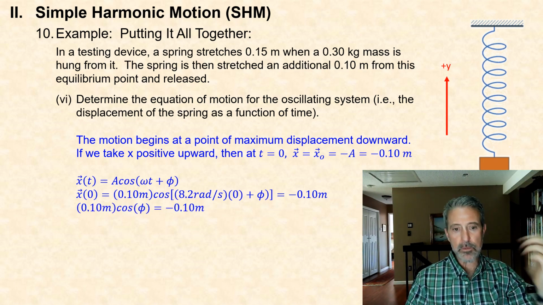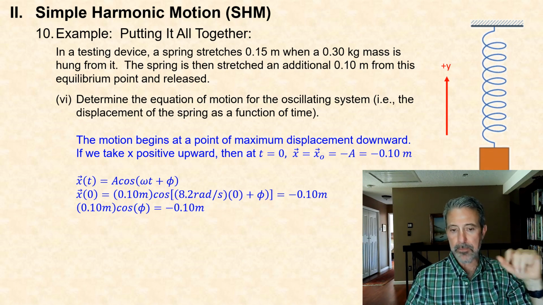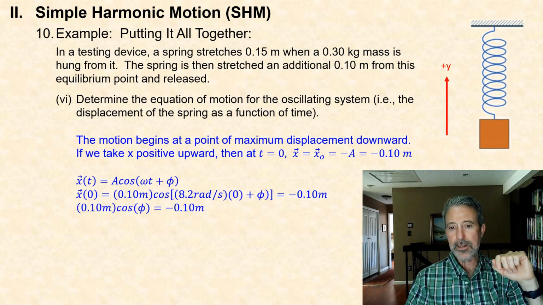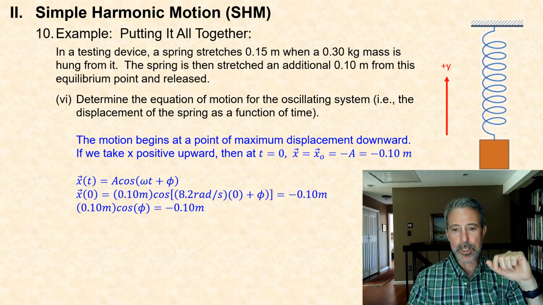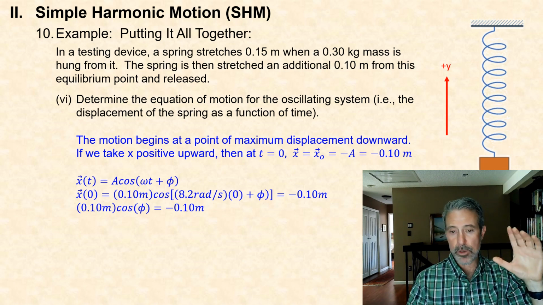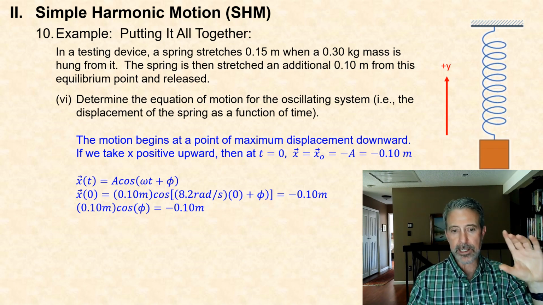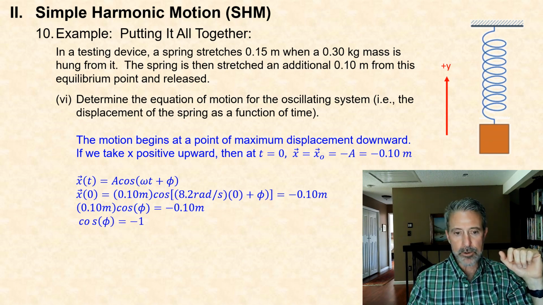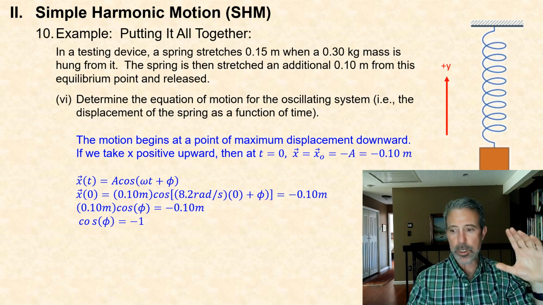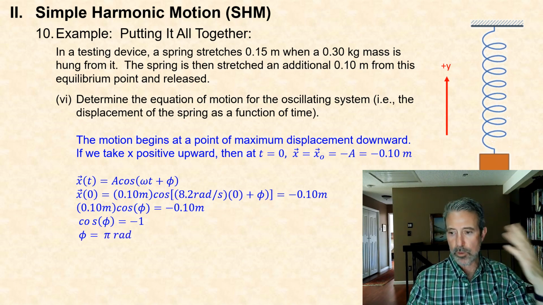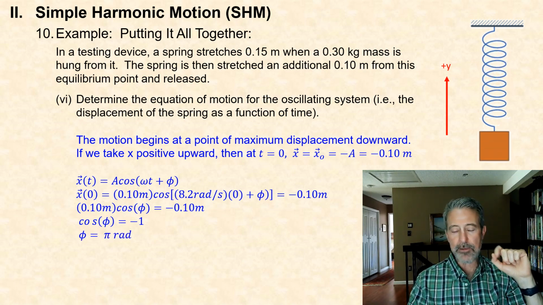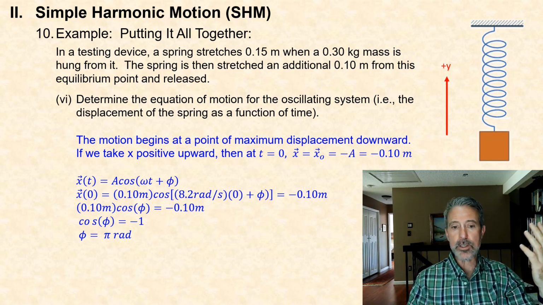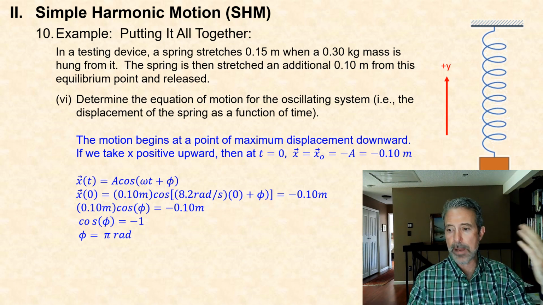Solving this here, we see that 8.2 radians per second times 0 gives us 0, so we end up with an argument of simply phi. Taking the cosine of phi, dividing both sides by 0.10 meters, gives us the fact that the cosine of phi is negative 1, in which case we can reason that phi must have a value of pi radians. So now we know all three constants in our equation of motion: A, omega, phi.